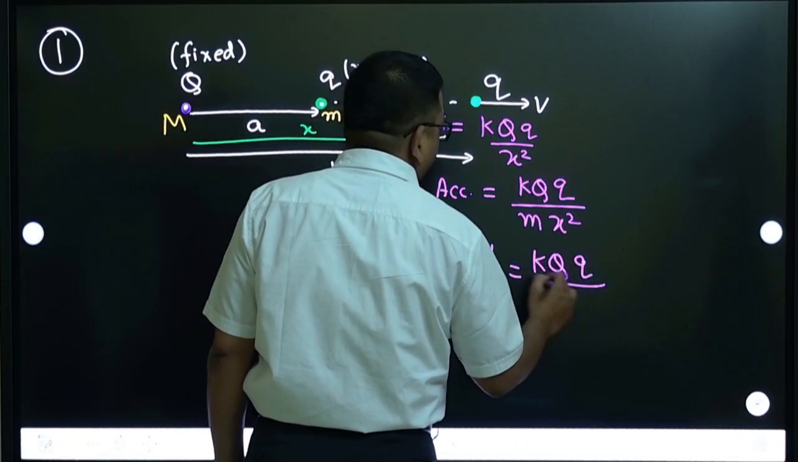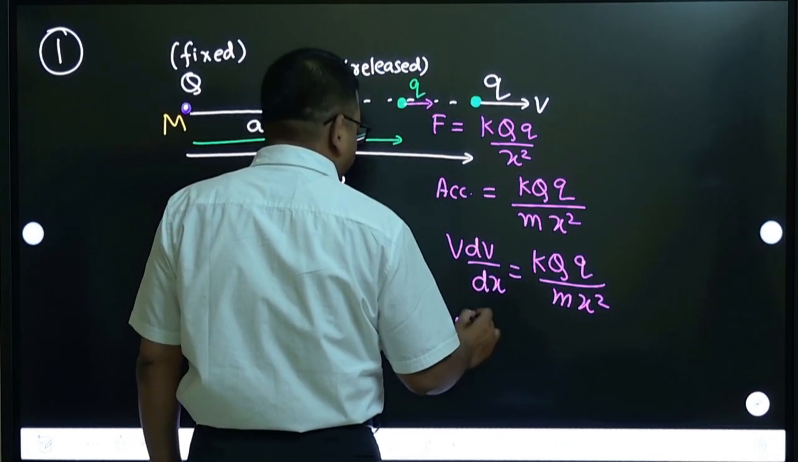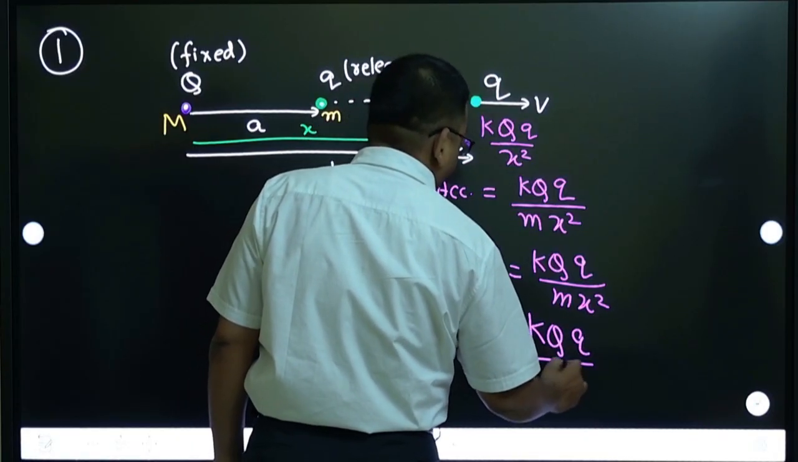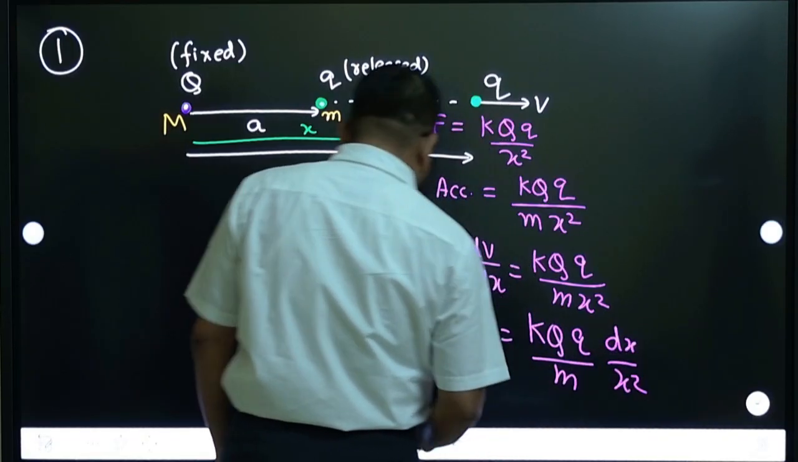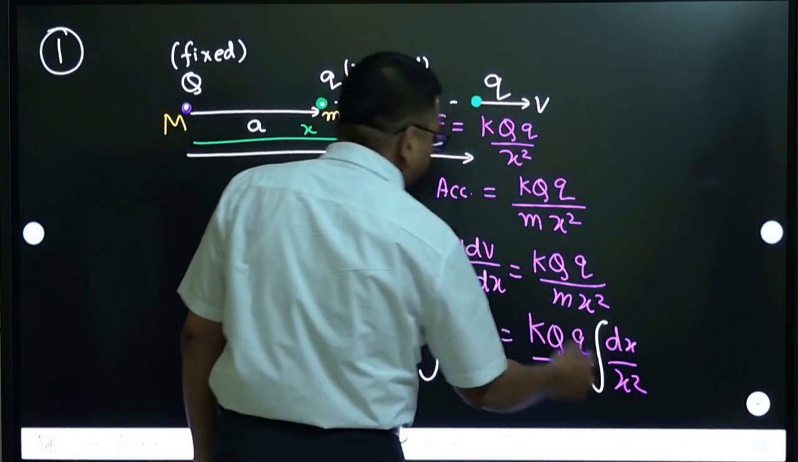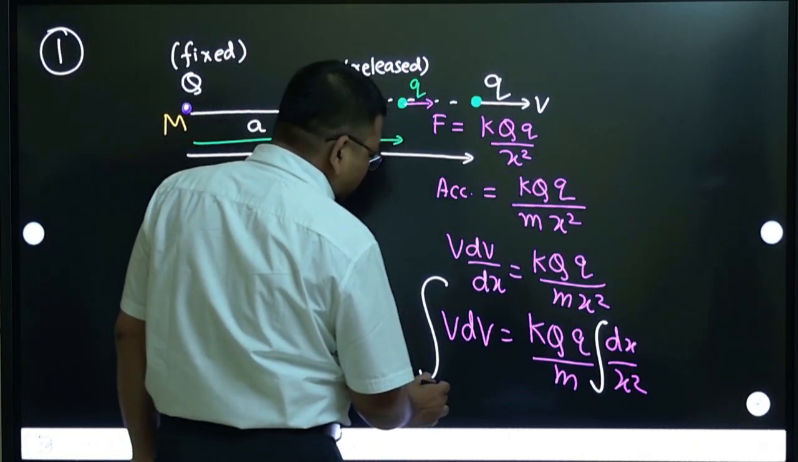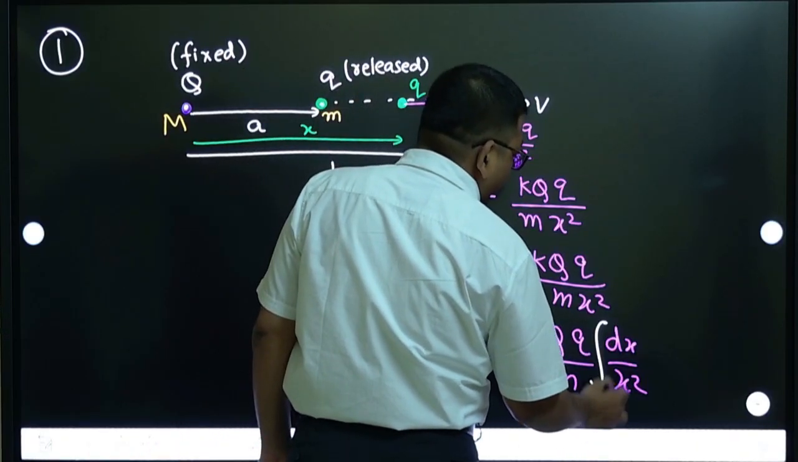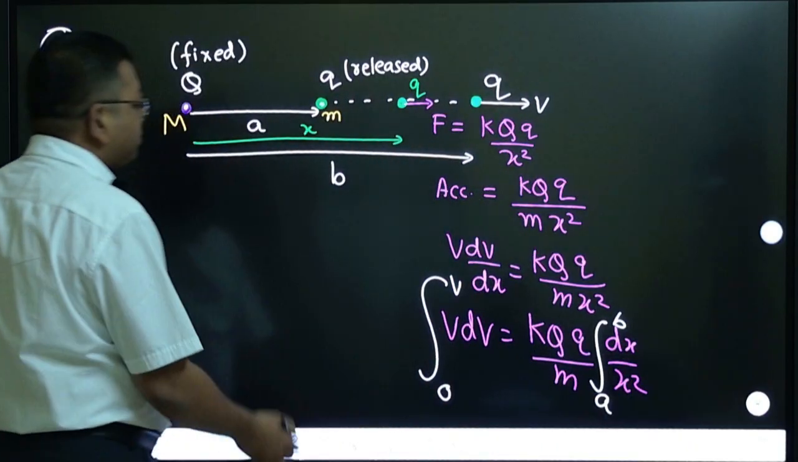kqq by mx square. Now v dv I can write as kqq by m dx by x square, and then I have to just do integration, and the game is over now. After that integration, initial velocity released means 0, final velocity is v. Initial distance A, final distance B. Limits we have to just substitute and do calculation.